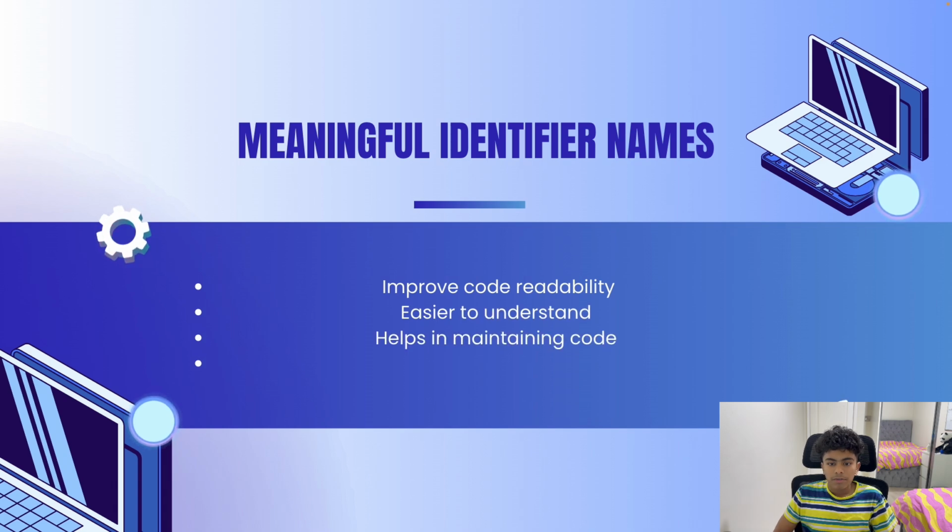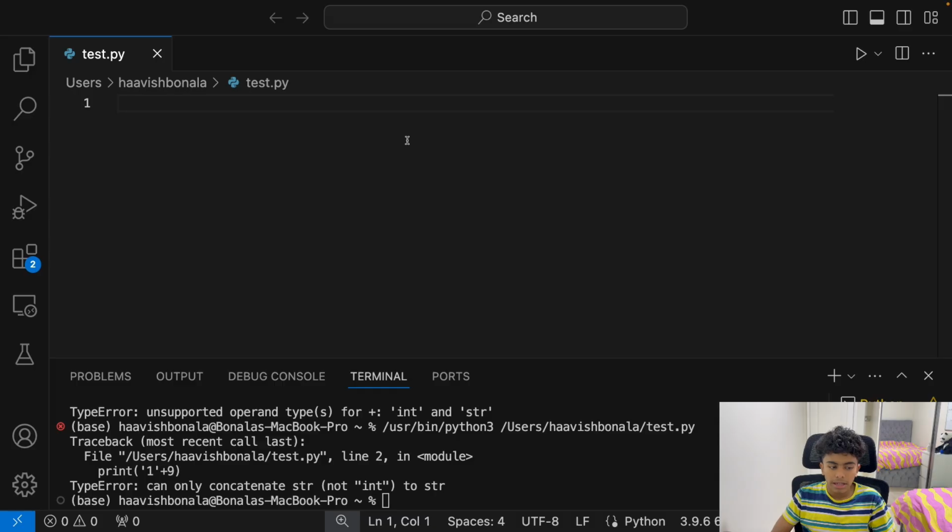And also your variable names, also known as identifier names, should be kept meaningful. So it improves your code readability, which helps in maintaining the code and makes it easier for people to understand your code. So before we end, let me just go quickly head to VS Code and show you what concatenation is. So here I'm at VS Code.